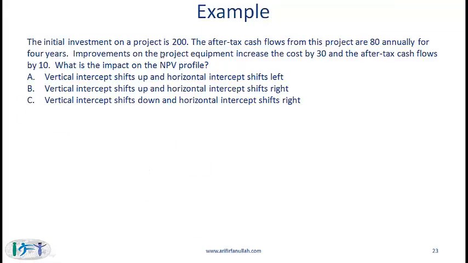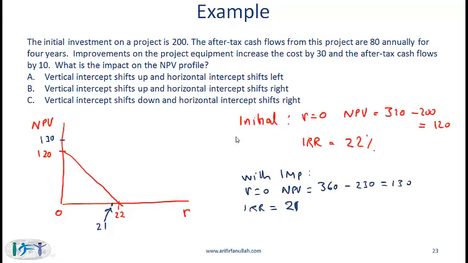I want you to try this example now. Here is what you should come up with. In red, we have shown the NPV profile for the initial scenario. Investment is 200 and we get 80 every year for 4 years. If the discount rate is 0, then the NPV would be 80 times 4, which is 320, minus 200, which gives us 120. That is the vertical axis intercept.